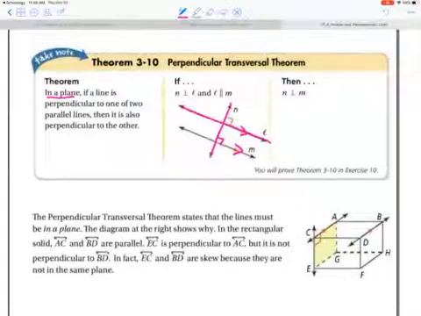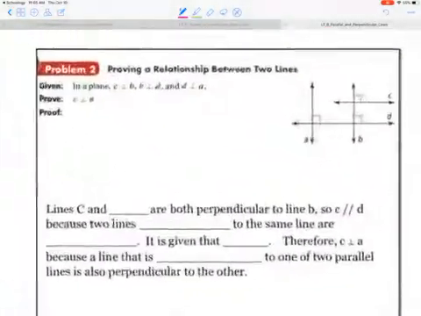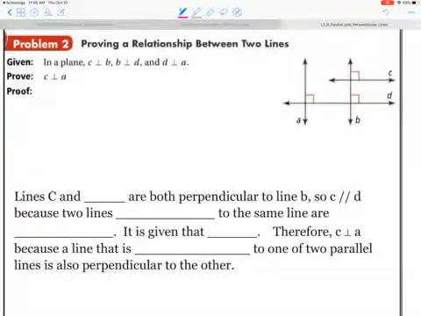All right, down here it explains why it needs to be in the same plane. As you can see here, if we have one coming across like this, it can be perpendicular, but it's not going to be in the same plane, nor will it be parallel to this one. So just keep in mind it needs to be in the same plane. Pause the movie, try doing this proof on your own, and press play when you are finished.